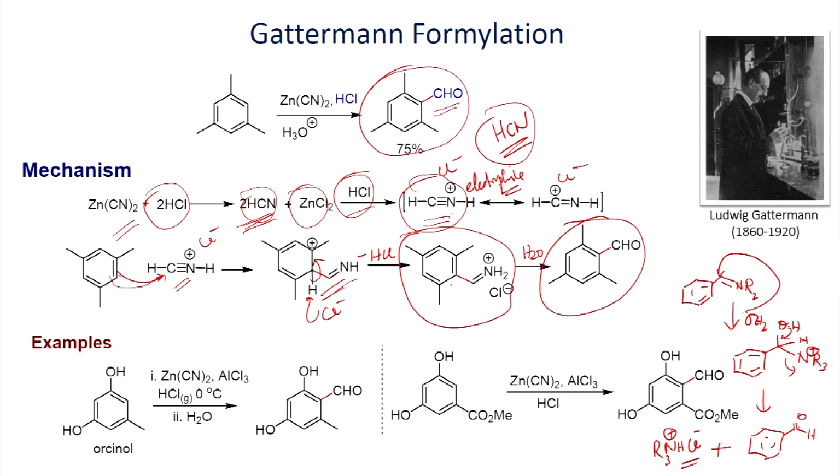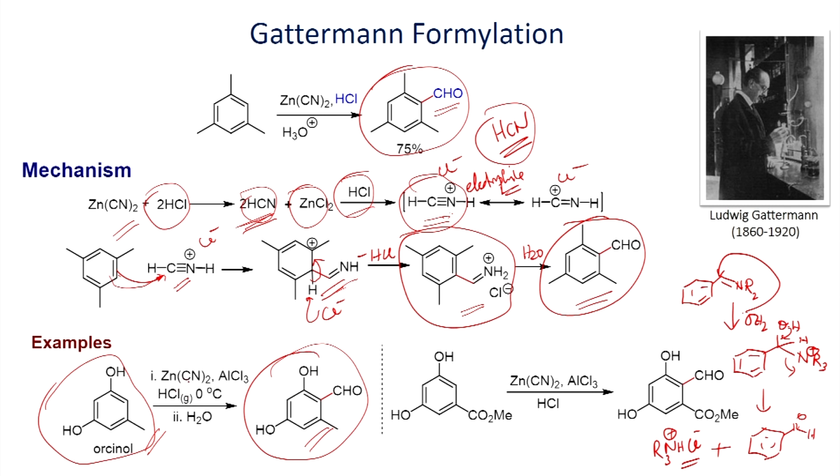This can convert into the imine salt. Once you form this one, it can undergo hydrolysis to give the aldehyde as the product. Here is another example shown, and if you compare the Gattermann-Koch reaction and this one, we have seen that you cannot use phenol as a substrate, because phenol or aniline can readily undergo reaction with Lewis acid. You do not get the formylation product. Under these conditions, you can use the hydroxy compound. For example, this orcinol can readily undergo reaction to give this aldehyde as the product.